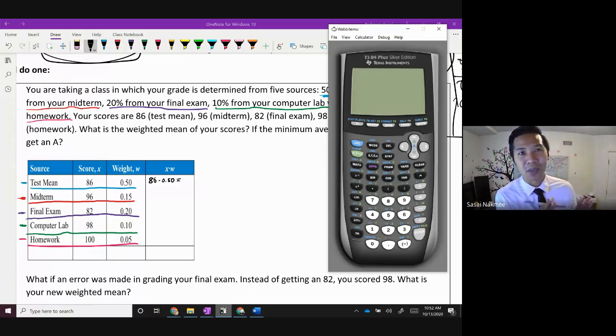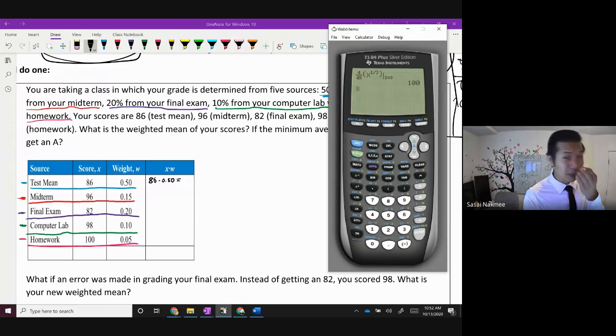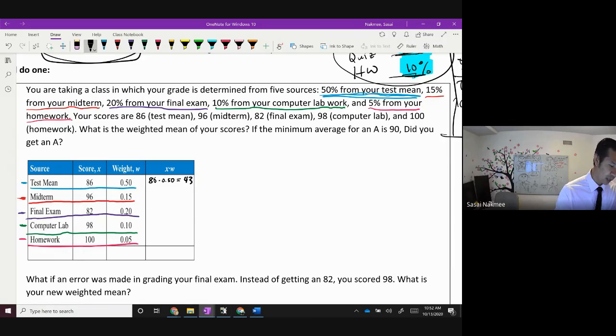Now, the hard part is figuring out the weight. I know you're like, they tell you the weight, and they will tell you the weight, but sometimes it won't be percentages. It will be something else, and I'll show you what I mean. But let's do this real quick. So it'll be 86 times 0.50, and 86 times 0.5 is going to give me this 43, right?